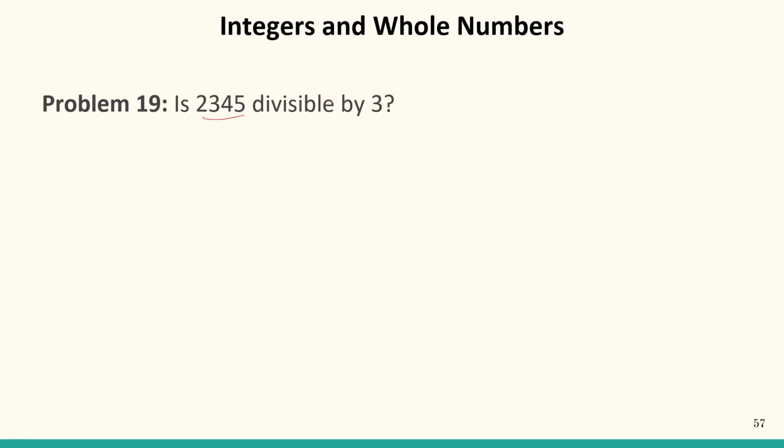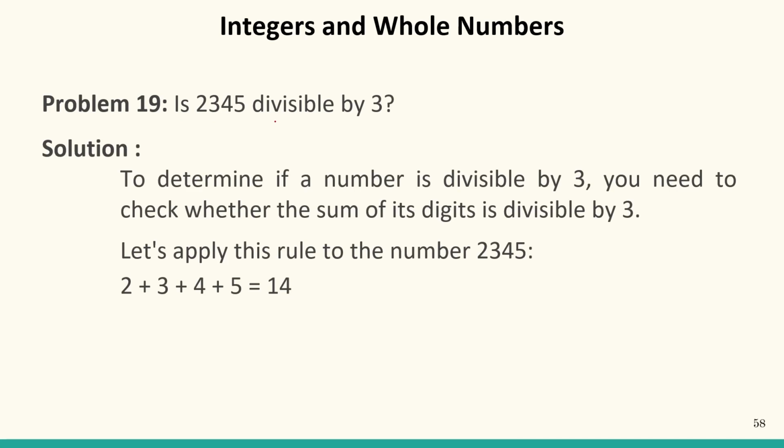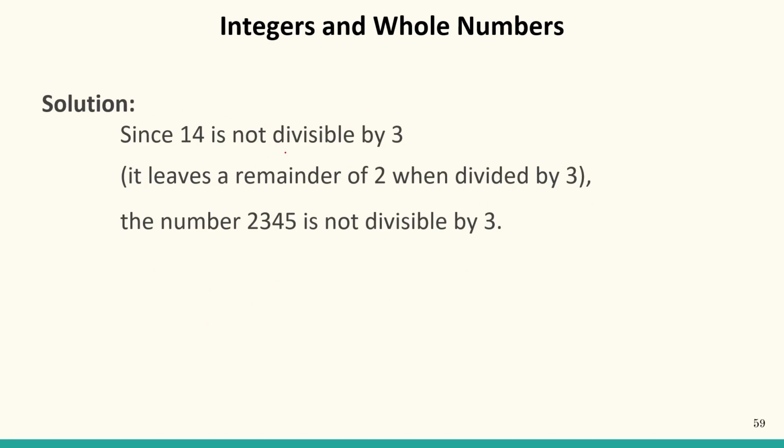Is 2345 divisible by 3? To determine if a number is divisible by 3, you need to check whether the sum of the digits is divisible by 3. In this case, 5 plus 4 is equal to 9, plus 3 is equal to 12, plus 2 is equal to 14. So let's apply this rule to the number 2345. The digit sum is 14, right? Since 14 is not divisible by 3, it leaves a remainder of 2 when divided by 3. So this number is not divisible by 3.